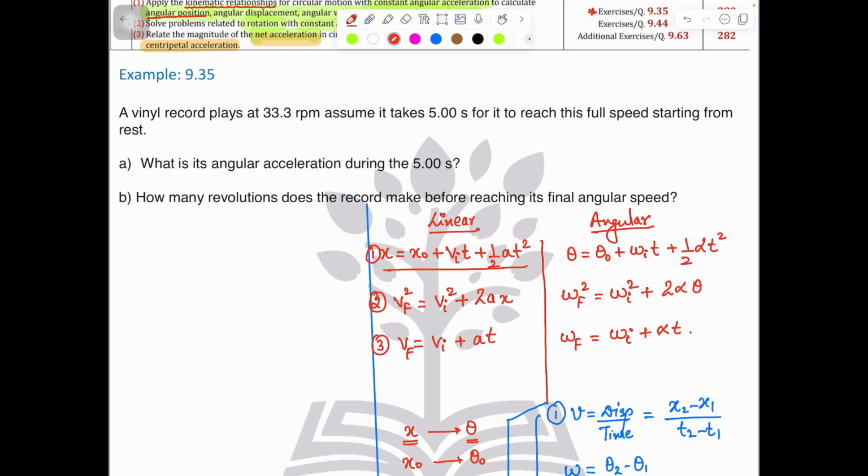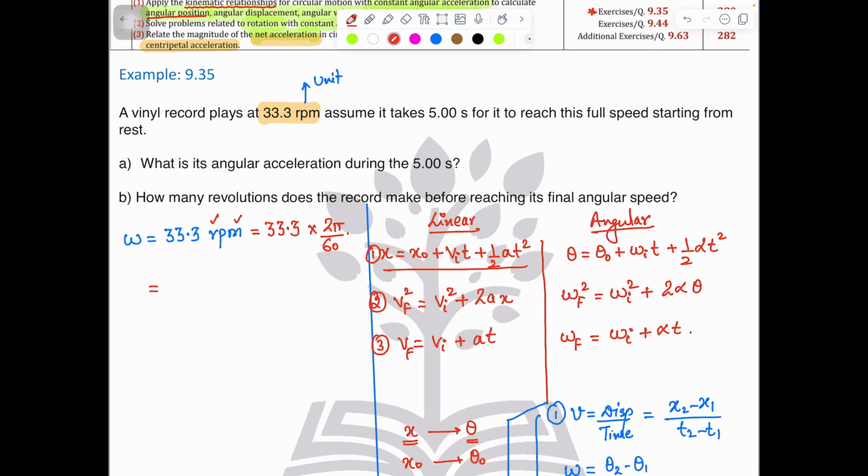A vinyl record plays at 33.3 rpm. Now, what is given to us? Omega is given, because we can check the unit. So omega is 33.3 rpm. It means I need to change it to radians per second. And what I told you, what should be the relation? 33.3 multiply 2 pi divided by 60. And what should be the unit?